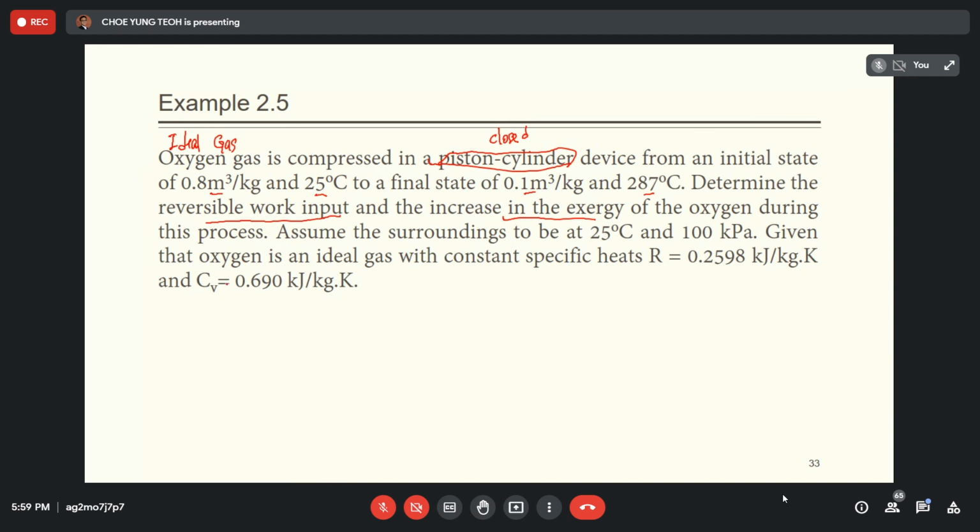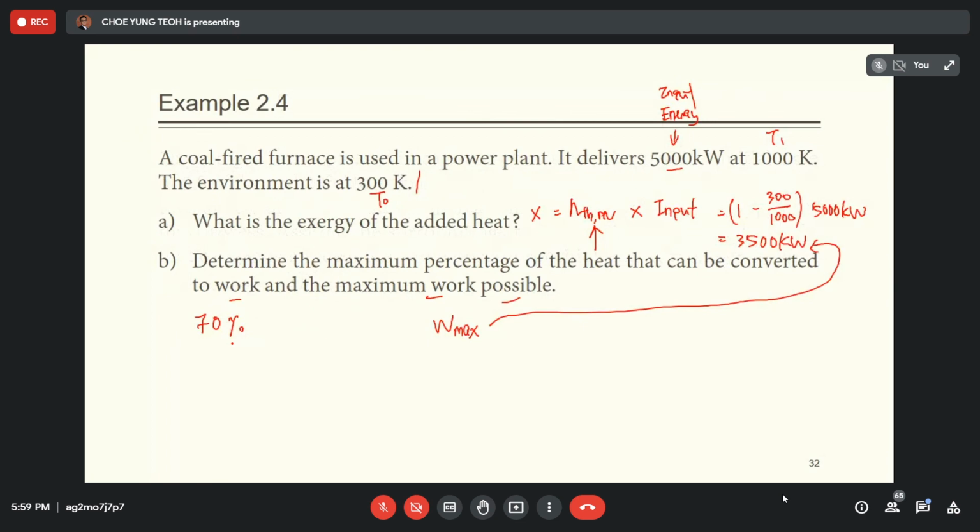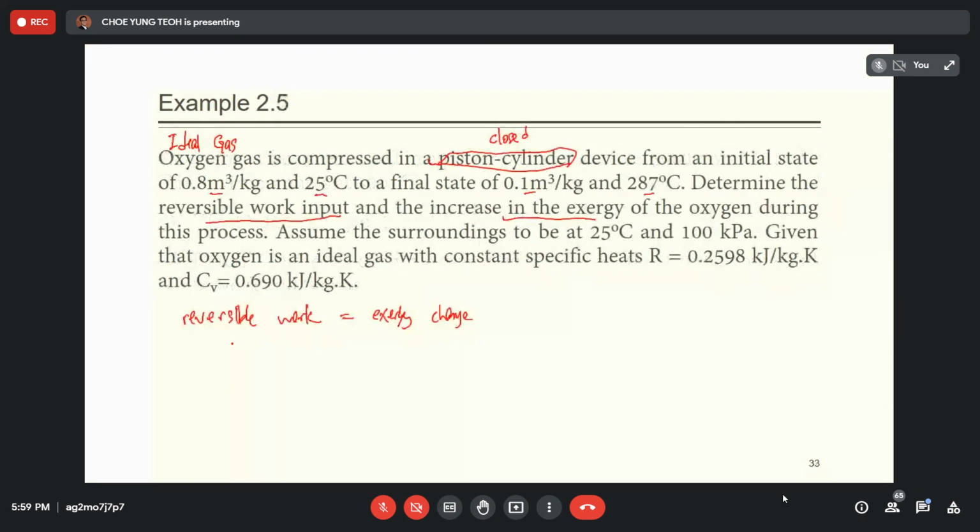Actually, they are equivalent. Okay, reversible work should be equal to the exergy change. So it means that you only have one answer for this. So you have to find the reversible work of this, by finding the change of exergy from state 1 to state 2. How much has it actually changed? Okay, I think it will take quite some time, maybe 10 minutes or more. Maybe you can continue on Wednesday.